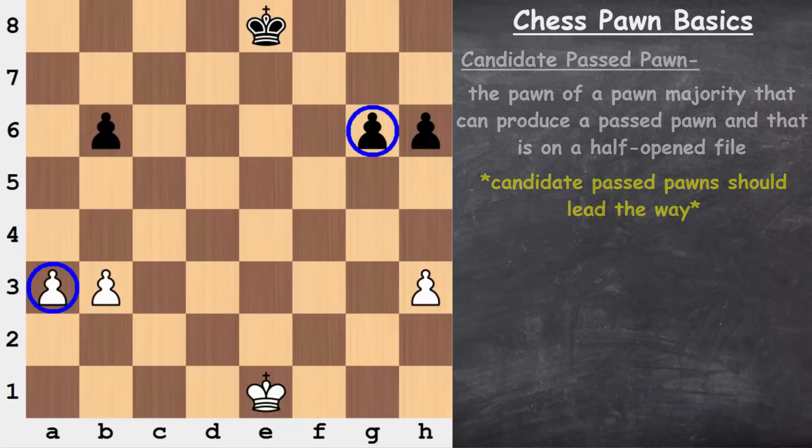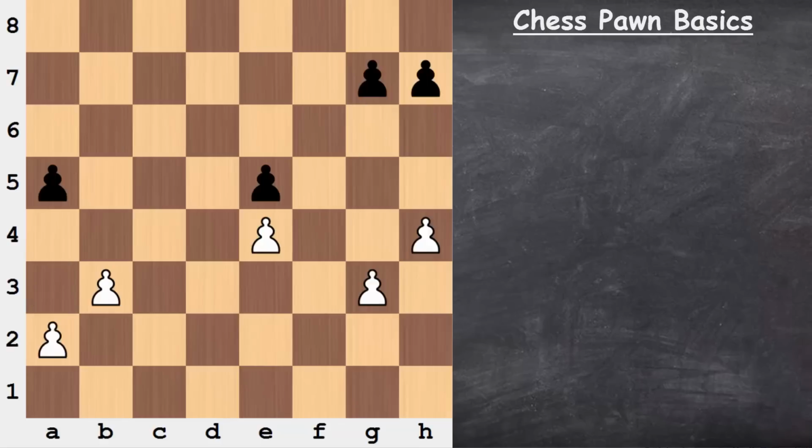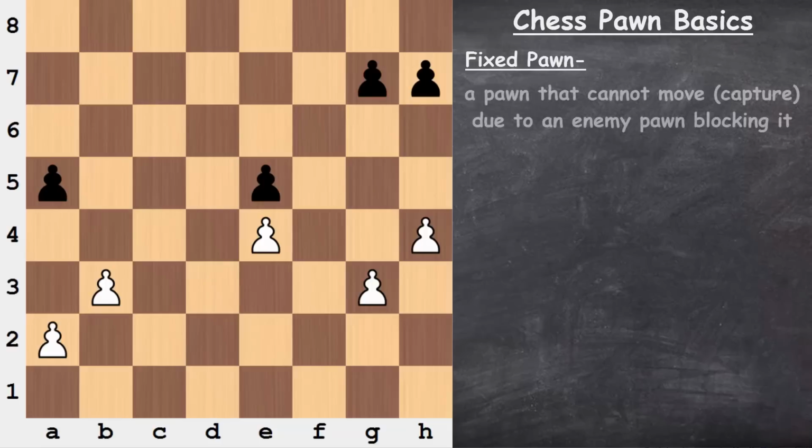All right, let's move forward here, looking at just 3 more terms. Next one here, looking at what a fixed pawn is. A fixed pawn is a pawn that cannot move due to an enemy pawn blocking it. That's a simple definition. The fixed pawns in this position are these two here. Basically, it's known as a ram structure, 2 pawns basically butting heads here. Neither one can move. Each pawn here is blocking the other, and they're known as fixed pawns.